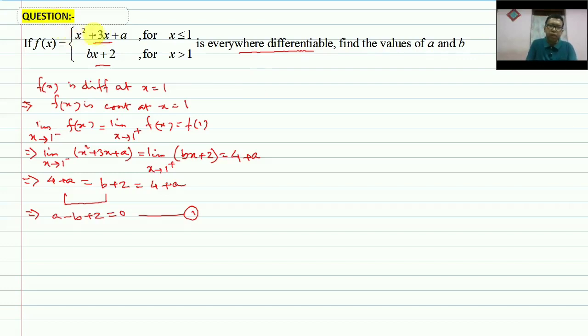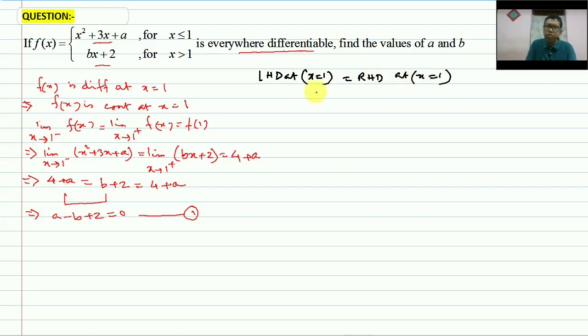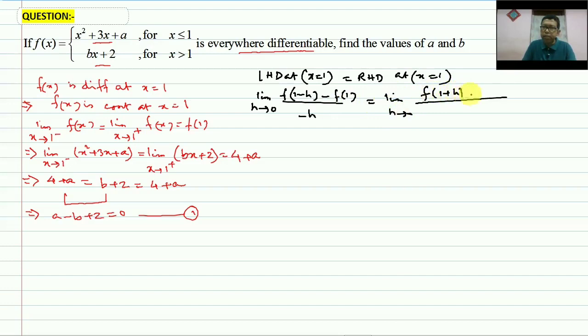The function f of x is differentiable at x is equal to 1. That means LHD at x is equal to 1 is equal to RHD at x is equal to 1, isn't it? So according to the definition, limit h tends to 0 of f of 1 minus h minus f of 1, whole divided by minus h, is equal to limit h tends to 0 of f of 1 plus h minus f of 1, whole divided by h.